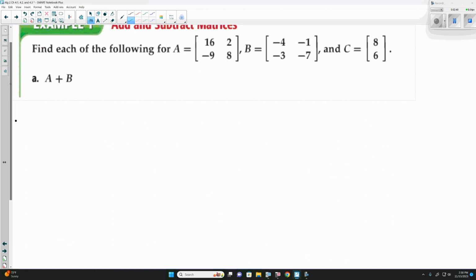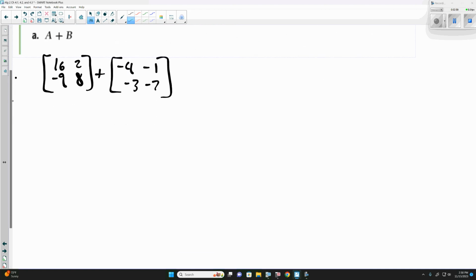Adding and subtracting matrices. To be able to add or subtract 2 matrices, the dimensions have to be the same. A, in this case, is a 2 by 2. And we're going to add to it matrix B. Well, matrix B is also a 2 by 2, yes? Since they're both 2 by 2s, we can add them together. And when we add 2 matrices together, we add the corresponding elements. So we say 16 plus -4, 2 plus -1, -9 plus -3, and 8 plus -7.